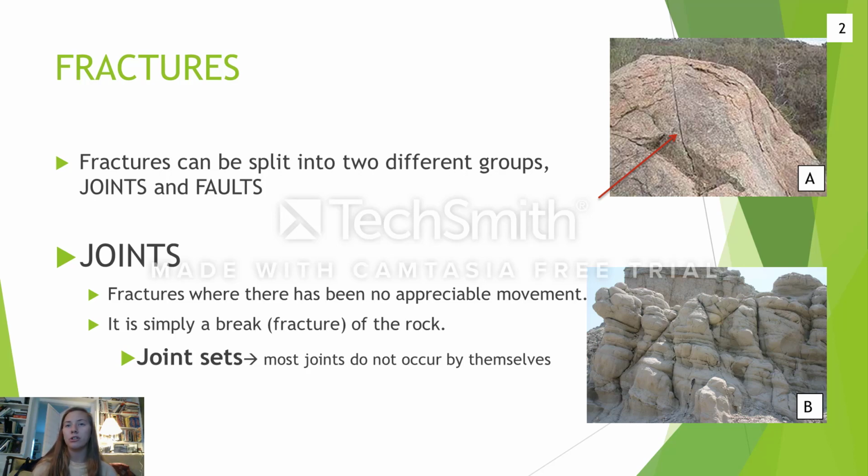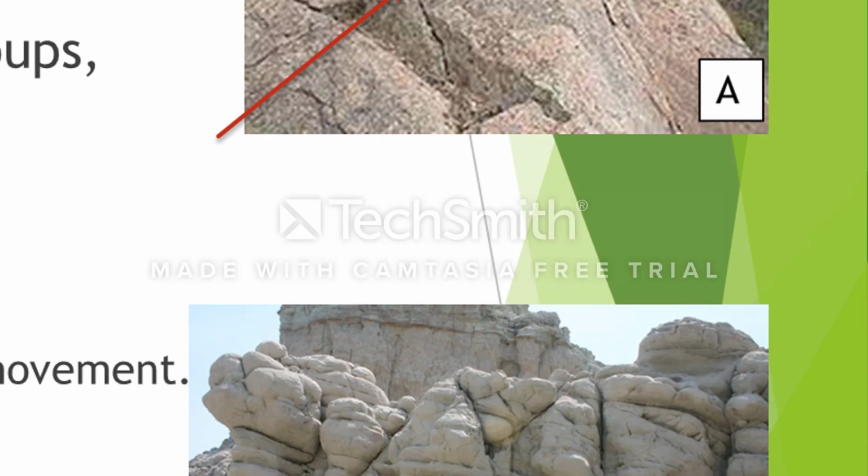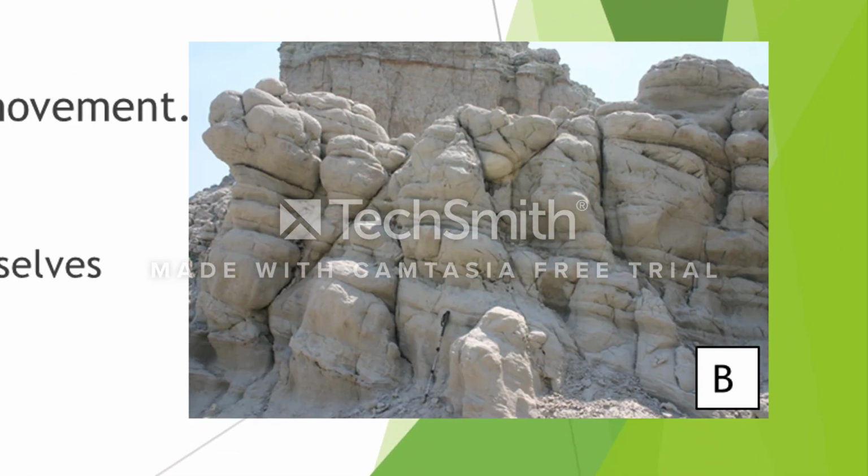So the joint is the one where no movement has occurred. So looking at the picture with the red arrow, you can see that there is that fracture in the rock. There's no apparent movement. The rock looks completely normal. All you can see is just that fracture down the middle. That's a perfect example of a joint. They usually occur in sets. That's kind of an isolated version, but if you look in the picture below it, you'll see that they happen mostly in joint sets. So they happen together, even though they can happen singularly, which is the picture right above.